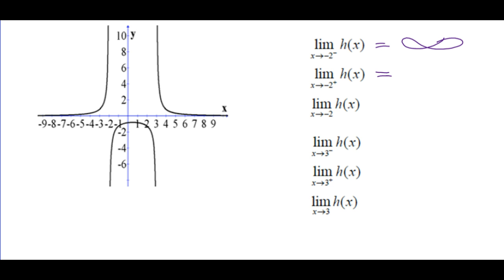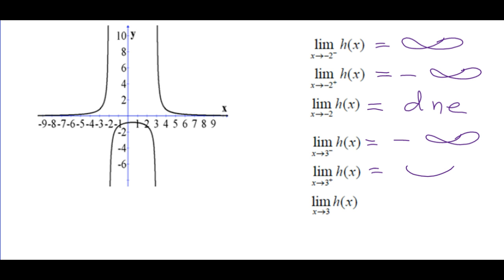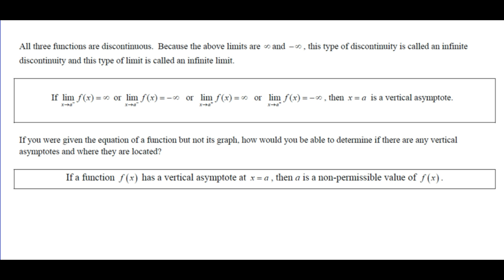As it approaches -2 from above, negative infinity. And so as it approaches -2, the limit does not exist. 3 from below. 3 from above. And so the limit does not exist, right? Okay. All three functions are discontinuous.